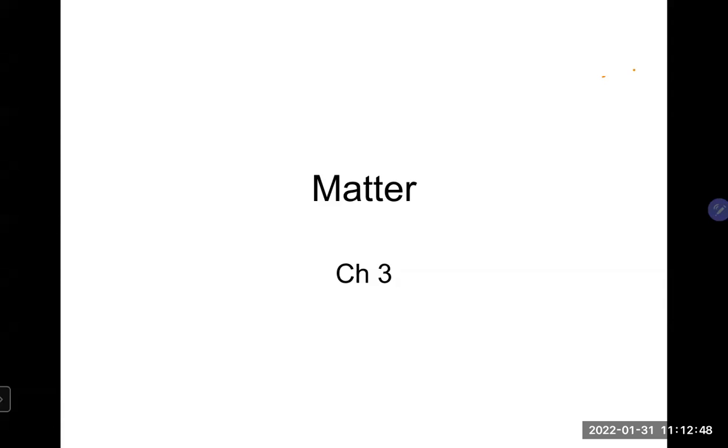Just give me 1 sec. In chapter 3, not too long of a chapter here, we're going to talk about matter. We're going to talk about different states of matter. We'll talk about mixtures and elements. So let's get into it. So matter, as we talked about, is anything that basically occupies space and has mass. And as you may know, there are really 3 states of matter. There is the solid state.